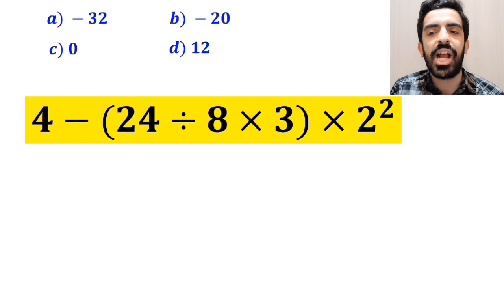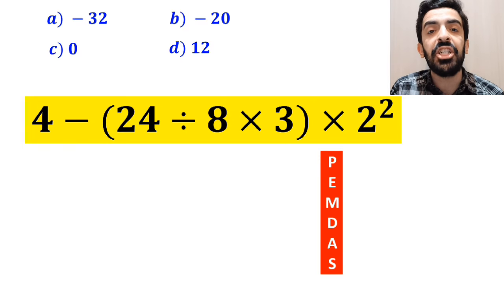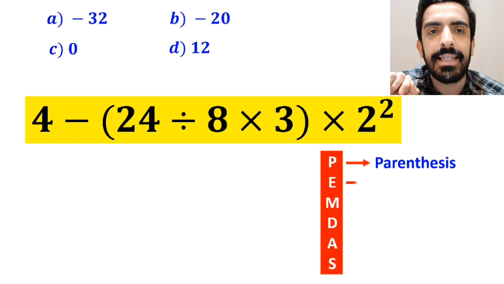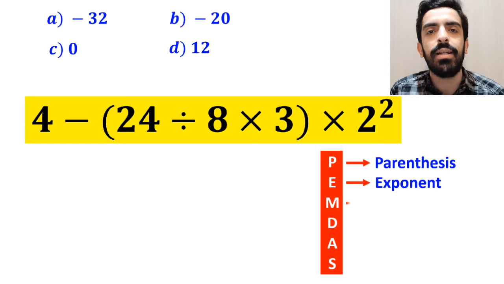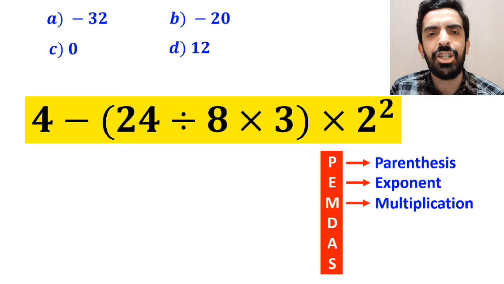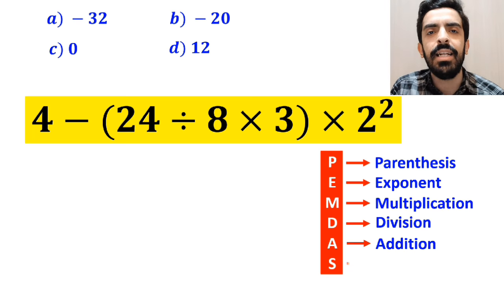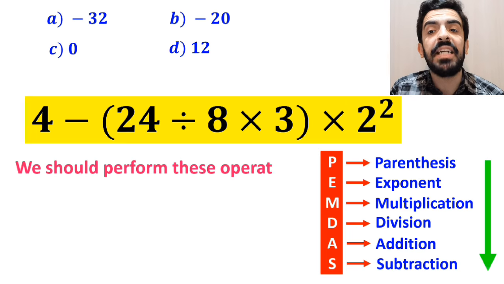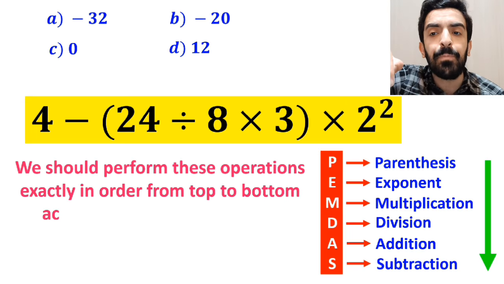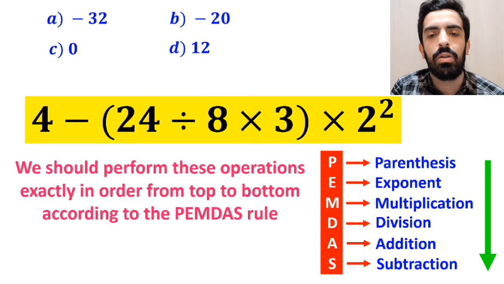To solve this question, we need to follow the order of operations which is PEMDAS. In this rule, P stands for parentheses, E stands for exponent, M stands for multiplication, D stands for division, A stands for addition, and S stands for subtraction. We should perform these operations exactly in order from top to bottom according to the PEMDAS rule.